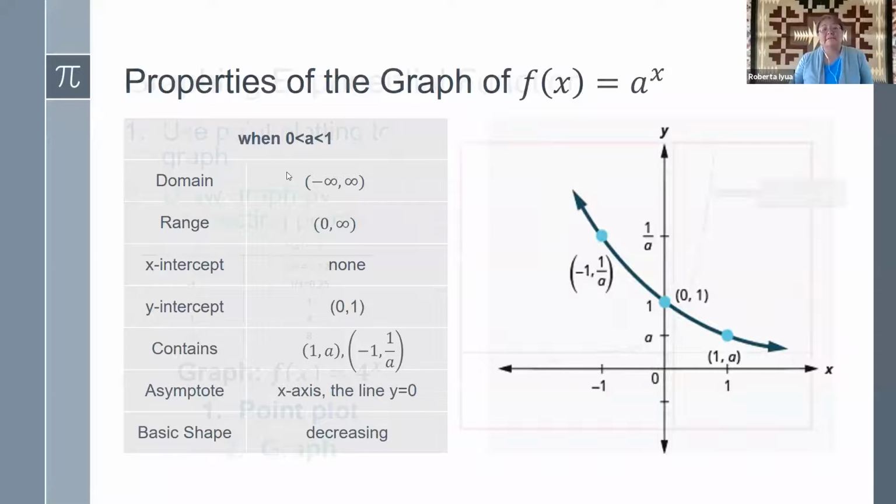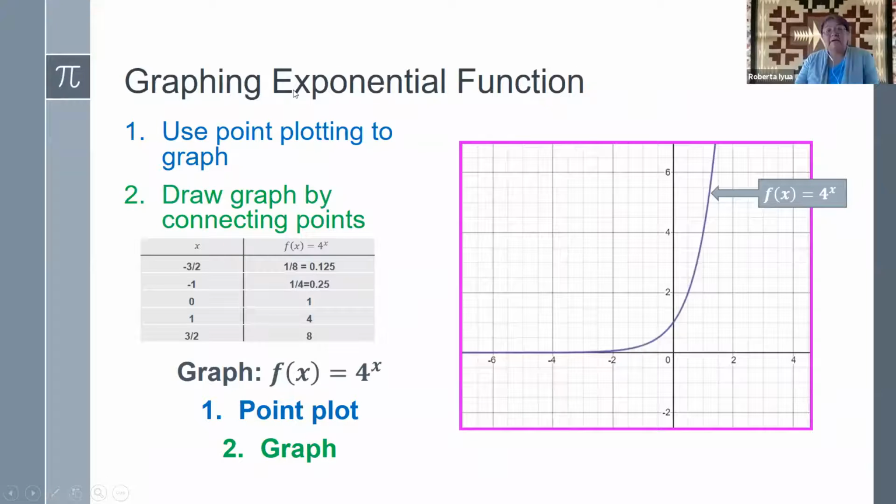Here's an example of graphing an exponential function. Here are your steps. You're going to use point plotting to graph, and then you're going to draw your graph by connecting your points. Our function today is f of x equals 4 raised to the x.